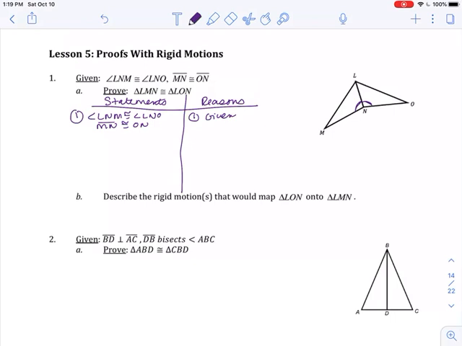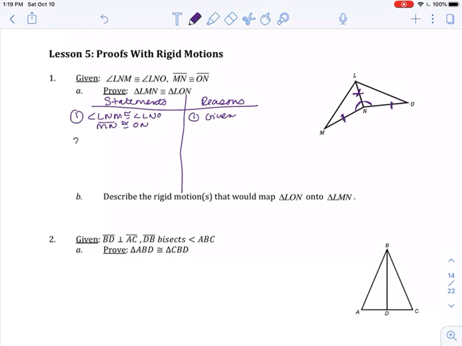So LNM, notice the N is in the middle, and LNO. So these two angles right here are congruent. And MN, which is a side, is congruent to ON. Now that's all the given. There's no keywords like midpoint or angle bisector or perpendicular or anything like that. So remember, there's always 2 things that we need to look for in a proof that's not going to be in the given, and that's if they share a side or if they have vertical angles.